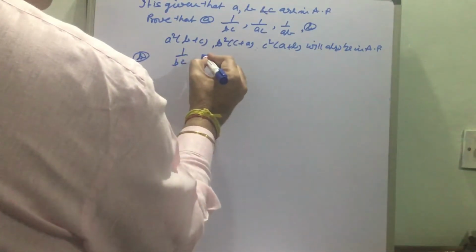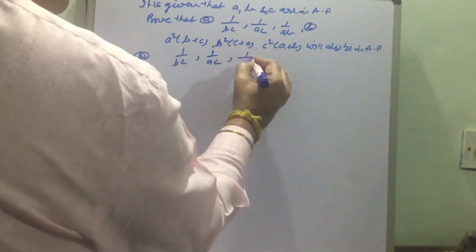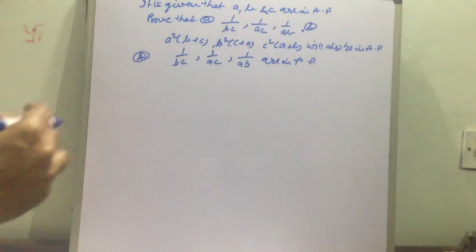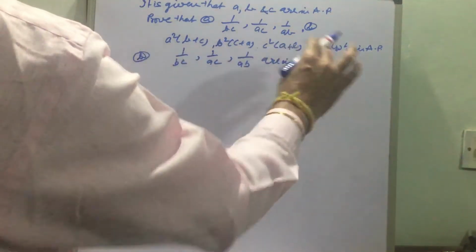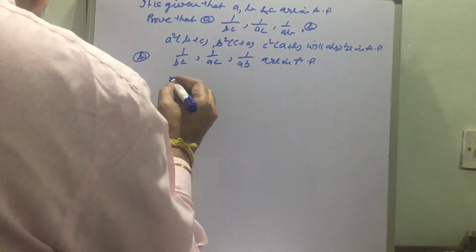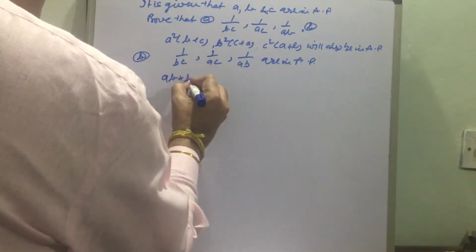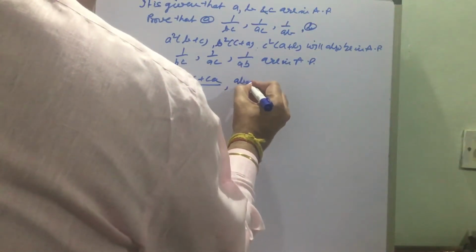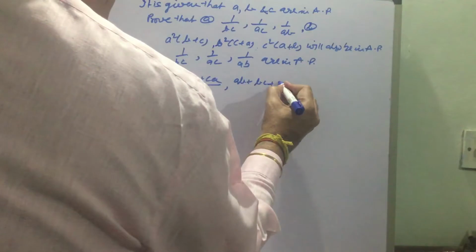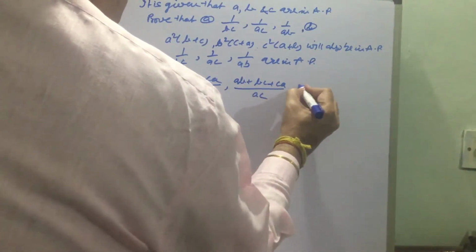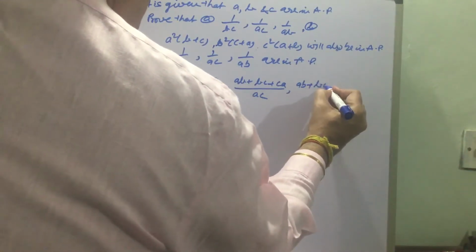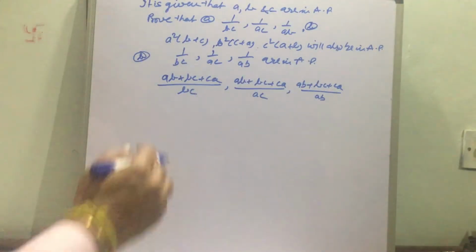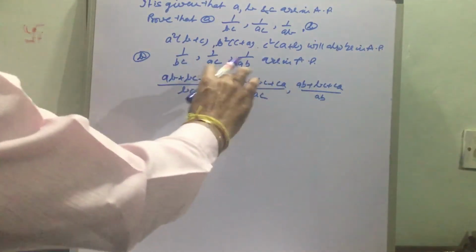Now let us see part B. 1 upon BC, 1 upon AC and 1 upon AB are in AP as we proved in part A. Now we multiply these terms by AB plus BC plus CA. So we get AB plus BC plus CA divided by BC, AB plus BC plus CA divided by AC, AB plus BC plus CA divided by AB. This will also be in AP because all these three terms are multiplied by the same number.